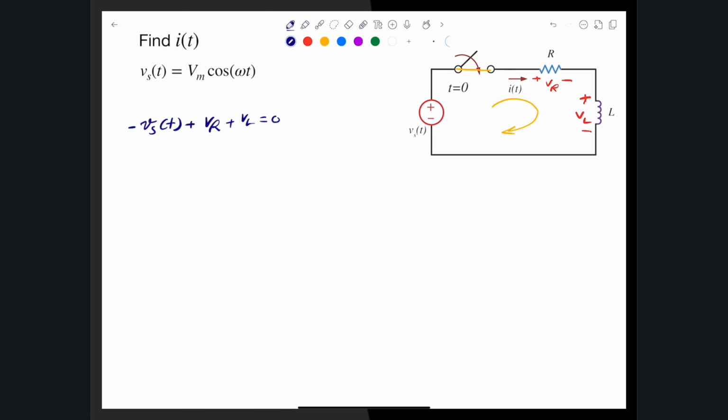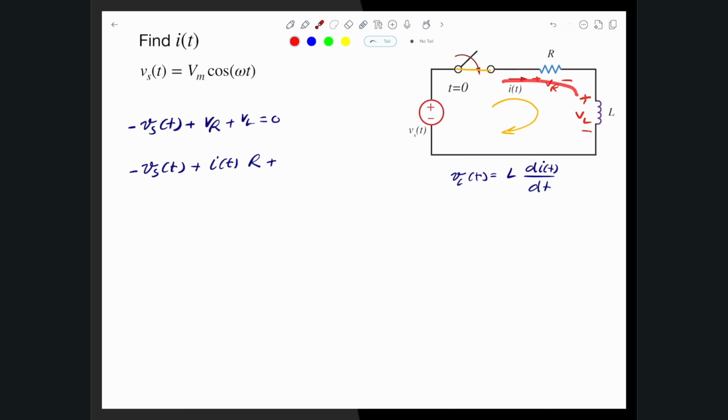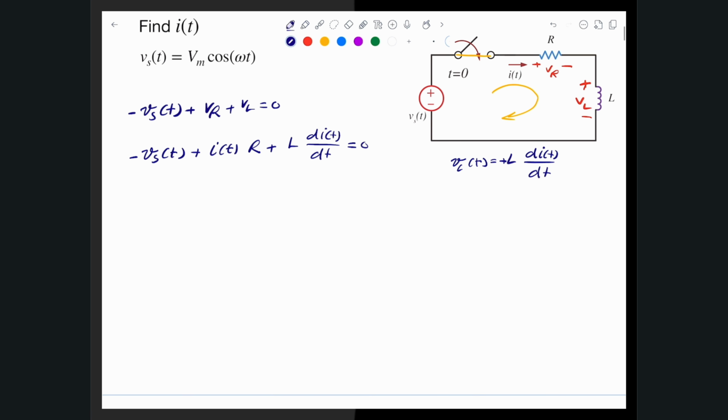So what we get is negative Vs of t, while V of R, based on passive sign convention and Ohm's law, should be I of t times R, plus the voltage across an inductor. We know that the relationship between the voltage and the current across an inductor is simply VL of t equals L times di of t divided by dt, and based on passive sign convention, in this particular case we have the current entering the positive terminal, so we put a positive sign here. That becomes L times di of t divided by dt, and that equals 0.